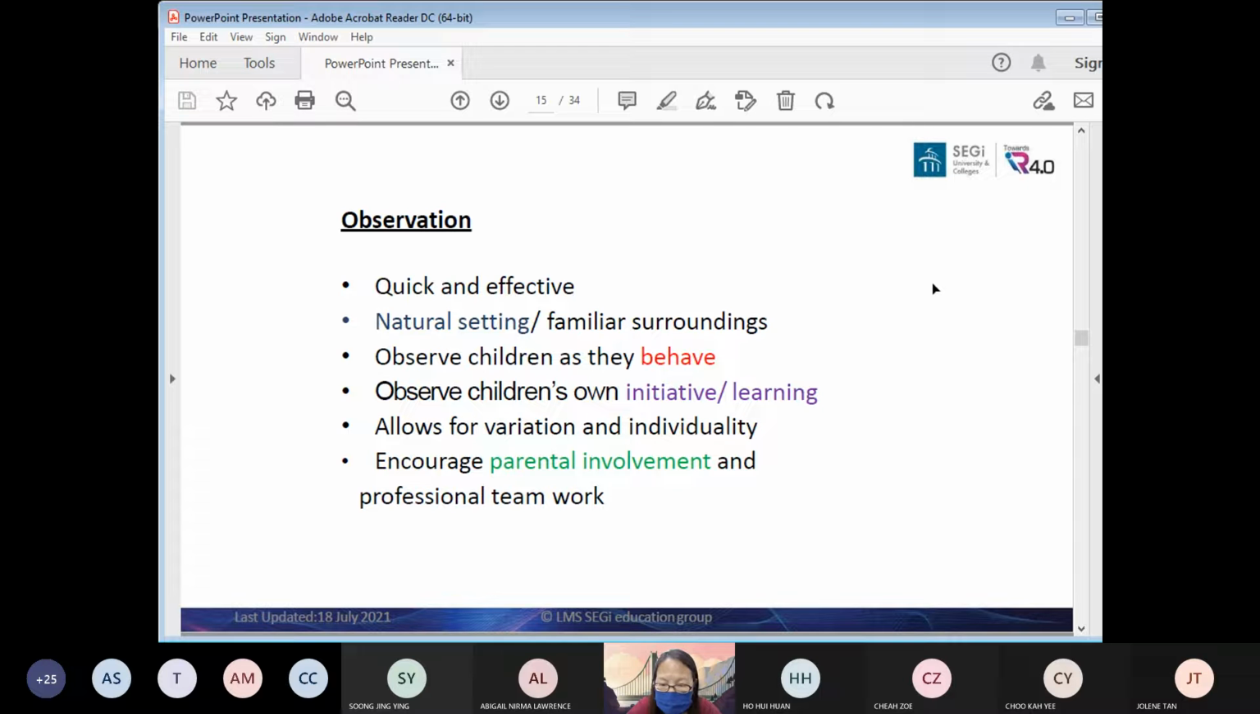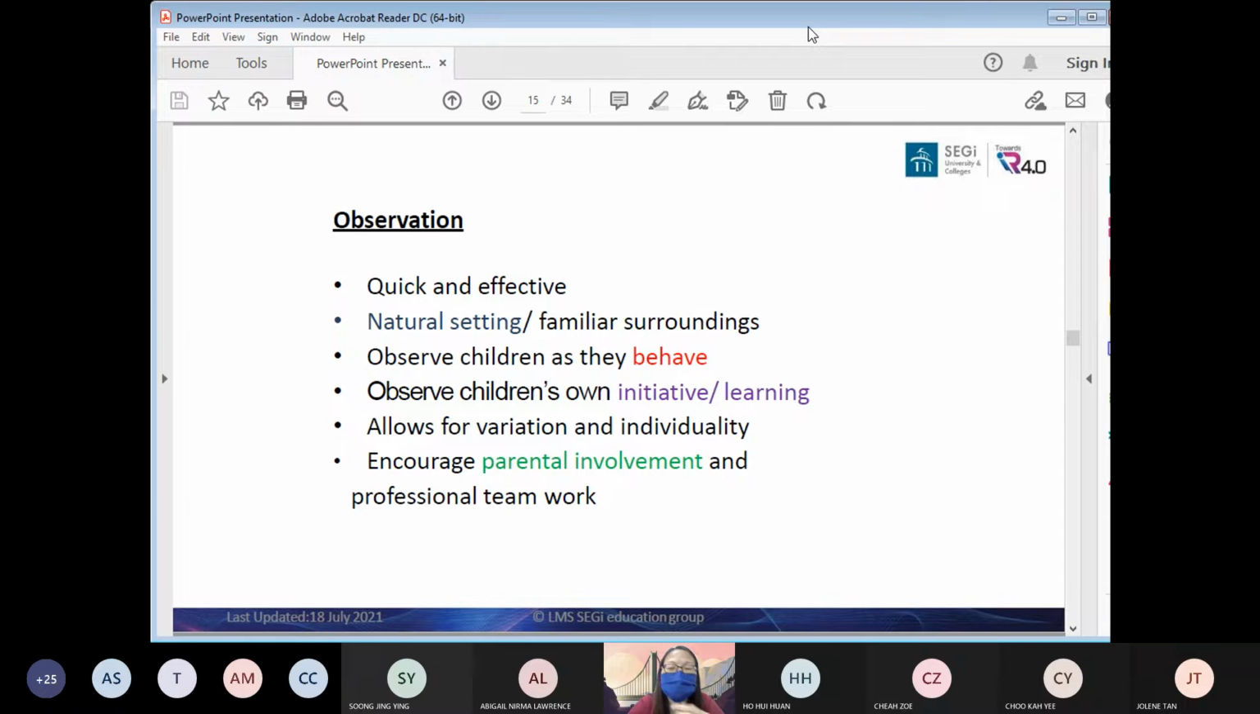So in observation, you also encourage parental involvement, because parents can give you some feedback about their children where you do not know, whereby sometimes you don't see it during your observation. Understand?